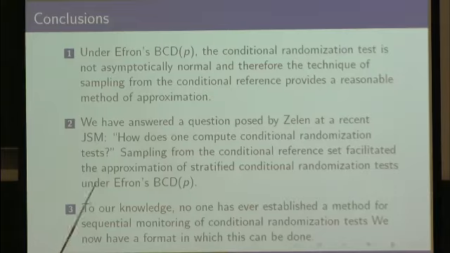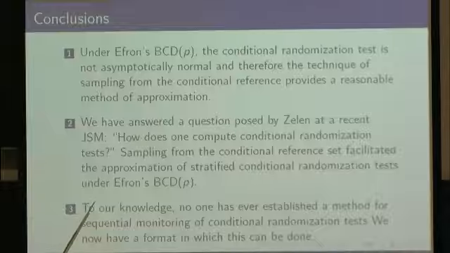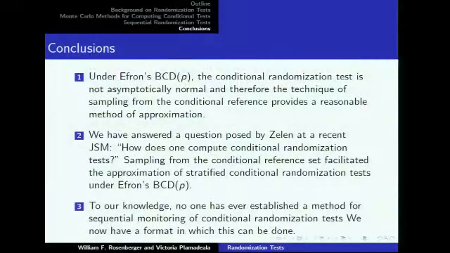So under the reference bias coin design, the conditional randomization test is not asymptotically normal, and therefore we want to generate the sequences directly from the conditional reference set, which should provide a reasonable method of approximating the randomization p-value. So this really answers the question posed by Zelen: how does one compute conditional randomization tests?